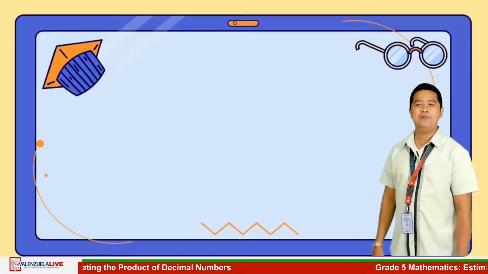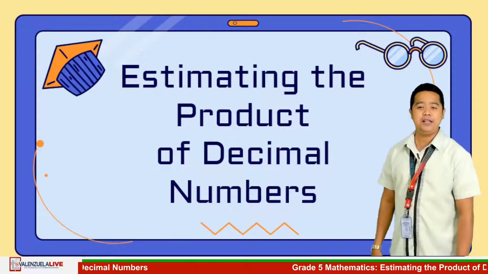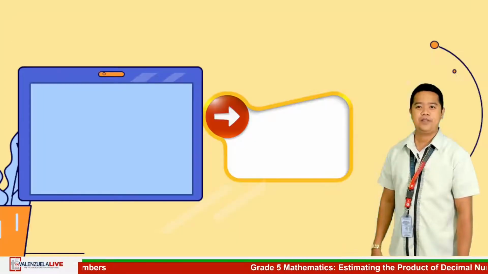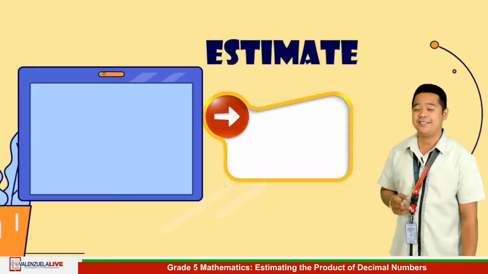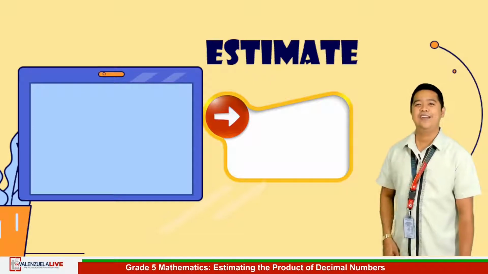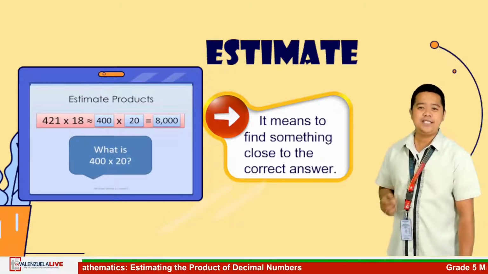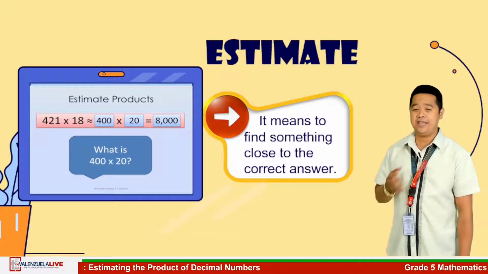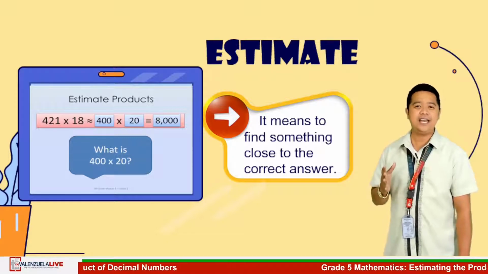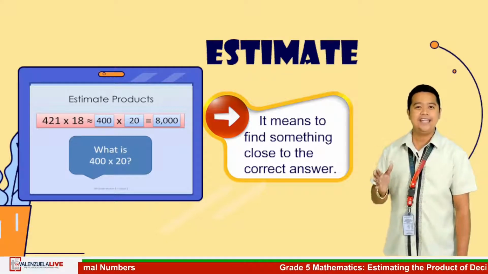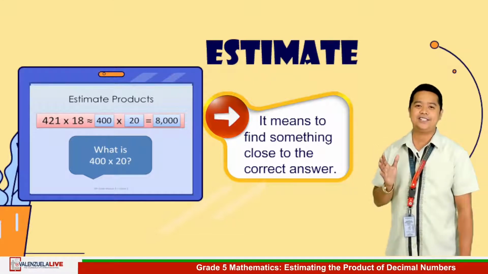Okay. Now, our first lesson is estimating the product of decimal numbers. But do you know what the word estimate means? Grade 5? Alright, that's good. Estimate means to find something close to the correct answer. Meaning to say, we need to get the approximate answer. Not necessarily the exact answer, but a possible or the closest to the final answer.